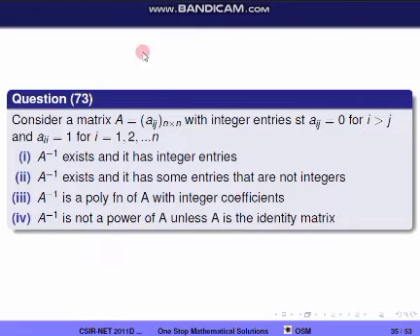Next question, question 73. Consider a matrix A equal to Aij, an n cross n matrix with integer entries such that Aij is equal to 0 for i greater than j, and Aii equal to 1 for i equal to 1 up to n. So we have defined a matrix here. We have to find which of the following is correct.